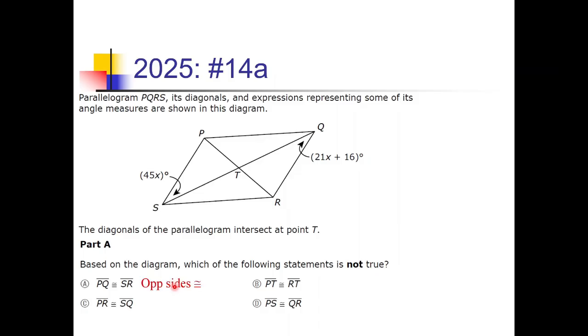We know that opposite sides are congruent in a parallelogram. That's one of the properties. So this is actually a true statement. On to B, we've got PT and RT congruent.